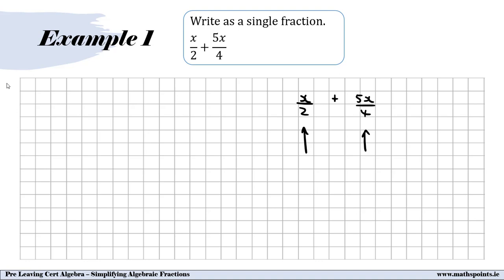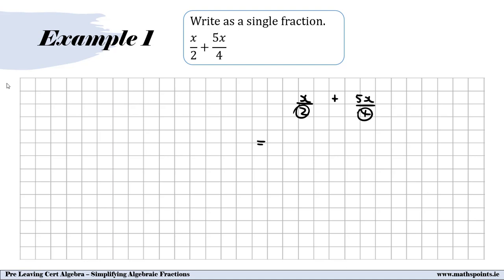Before we can add fractions, they need to be over the same number. So we can't add fractions that are over different denominators. Remember, the denominator is the bottom of each fraction. And here we have one fraction over 2 and the other fraction over 4. And so we can't add these unless they're over the same denominator.